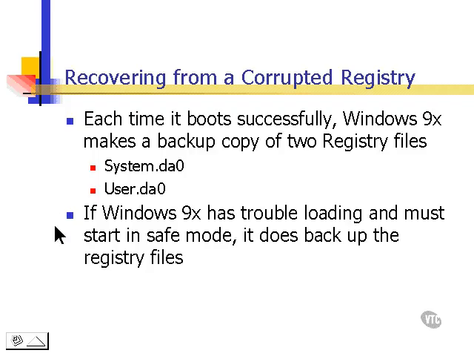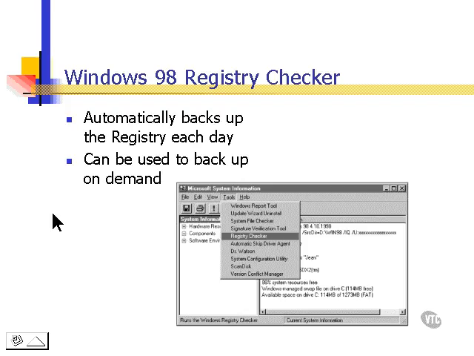Also, if Windows 9X has trouble loading and has to start in safe mode, it automatically does a backup of the registry files. That will still happen even if it has trouble loading. It will find a way to get those backed up. In Windows 98, we have an additional tool called the Registry Checker. It automatically backs up the registry every day, and it can be used to back up the registry on demand.